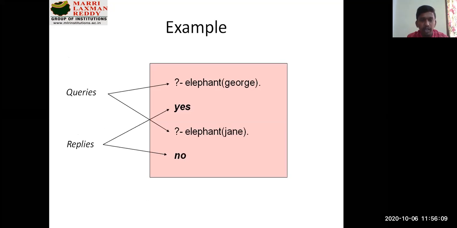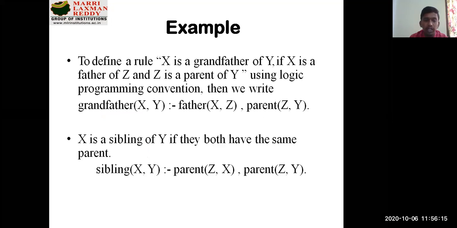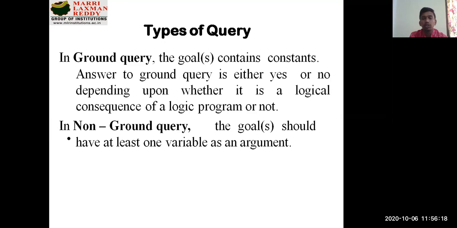The answer to a ground query is either yes or no. Here you can see the statement, this can be called a ground query. The answer can be yes or no, depending upon whether it is a logical consequence of the logic program or not. In a non-ground query, the goal should have at least one variable as an argument. Without a variable, there cannot be a non-ground query. So this is the difference you need to have. Whenever you have at least one variable argument in your given predicate or procedure, it is called a non-ground query.